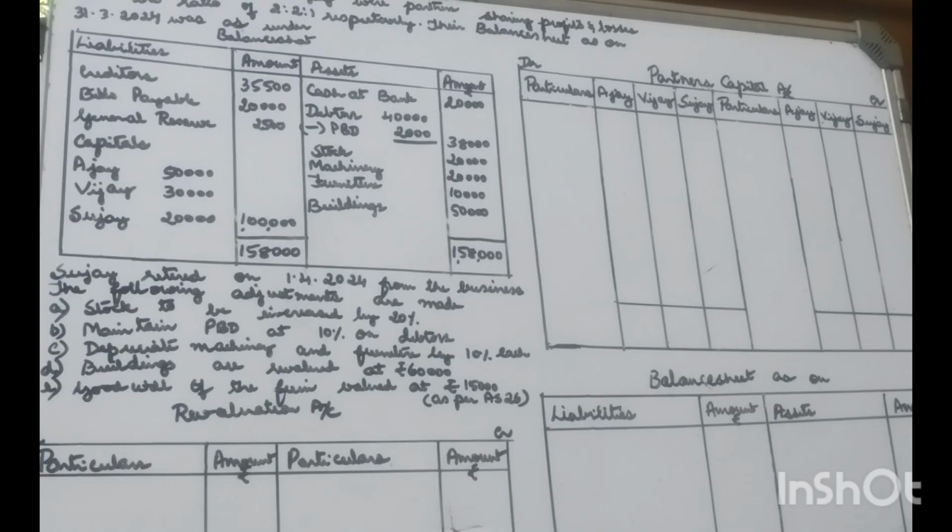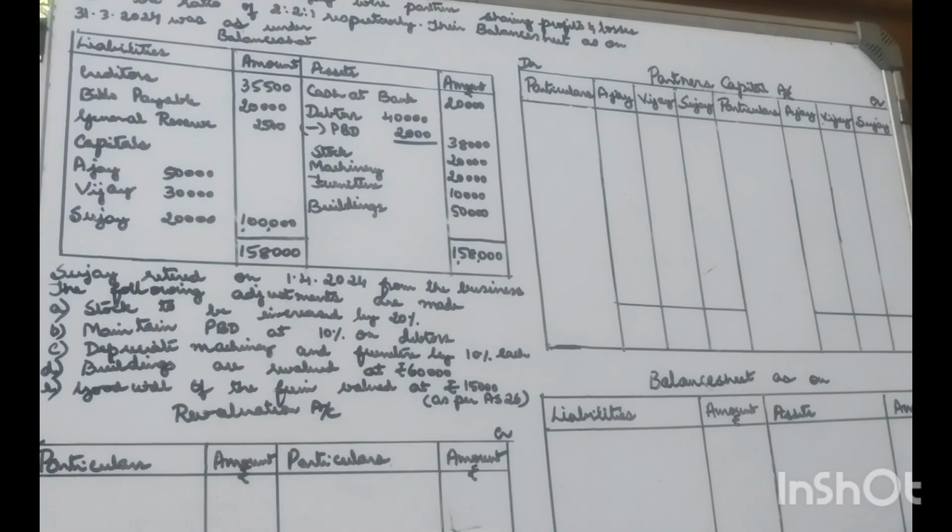Ajay, Vijay and Sujay are three partners. Their profit sharing ratio is given as 2:1. Their balance sheet as on 31/3/2024 is given as below. So the balance sheet is given in the question. Liability side: creditors, bills payable, general reserve, three partners' capitals. Asset side: cash at bank, debtors, provision, stock, machinery, furniture, buildings.